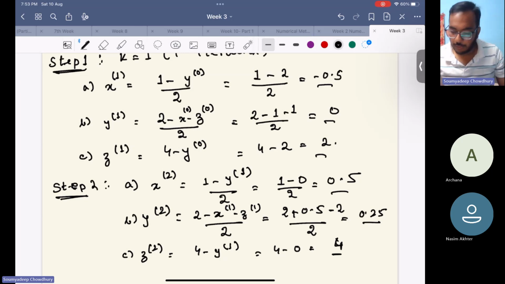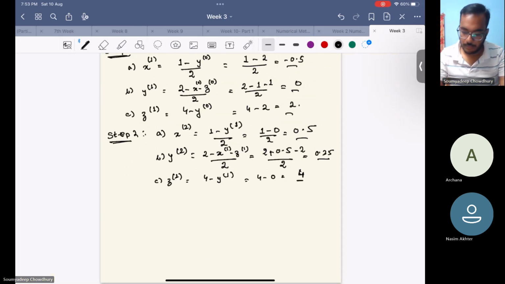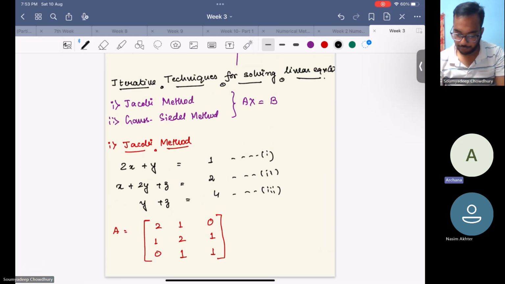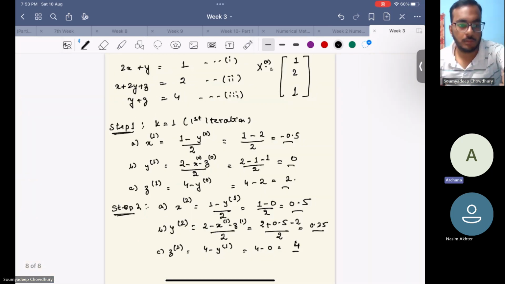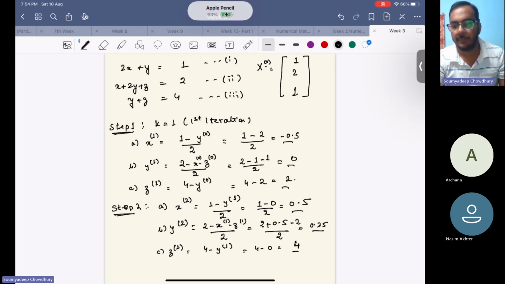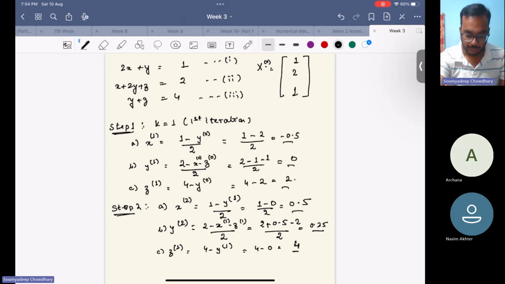So we have to continue these steps. If we do this, we'll see that even after the fourth or fifth step, the result is not converging. We have to do at least 40 to 50 steps, which is not possible with hand calculations. So I have written a MATLAB code for you. From that, you can see how many iterations are required for this.